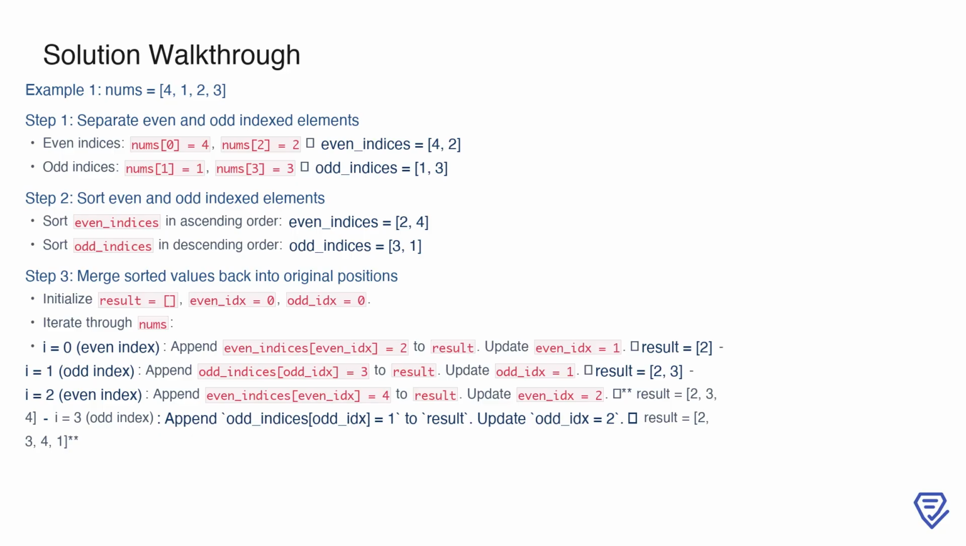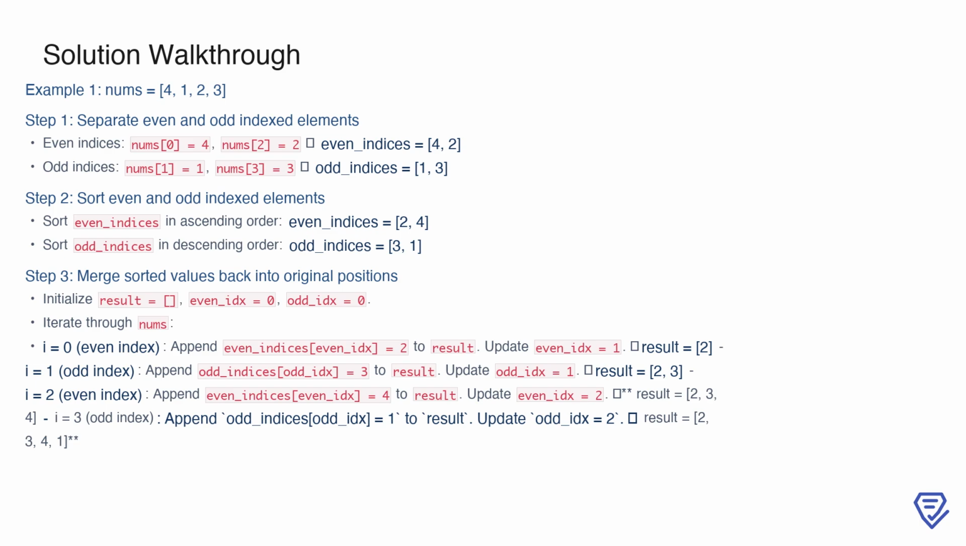To solve the problem, we start by separating the elements of the array based on their indices. The elements at even indices are 4 and 2, so we store them in the even_indices list as 4, 2. Similarly, the elements at odd indices are 1 and 3, which go into the odd_indices list as 1, 3. Next, we sort these two lists independently. The even_indices list is sorted in ascending order, resulting in 2, 4, while the odd_indices list is sorted in descending order, giving us 3, 1.